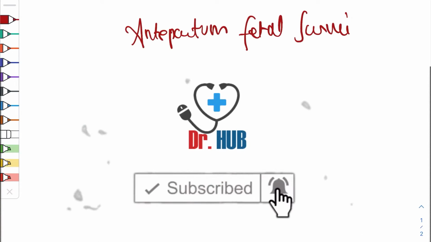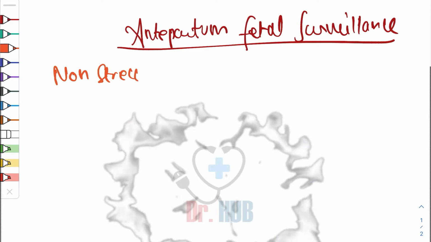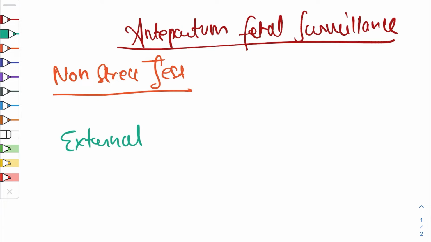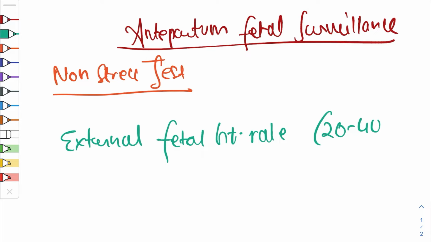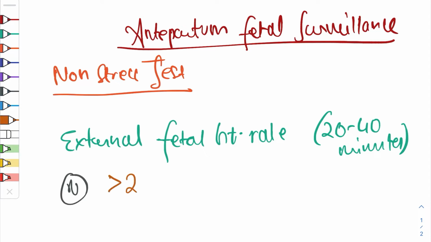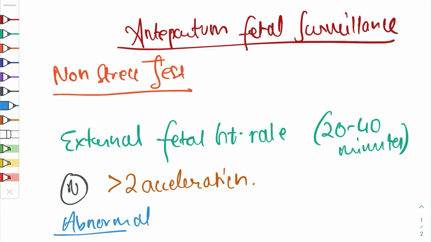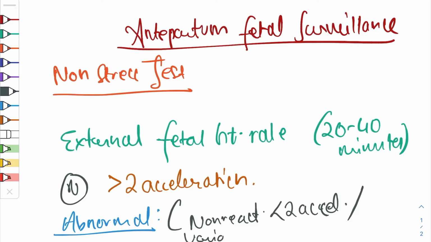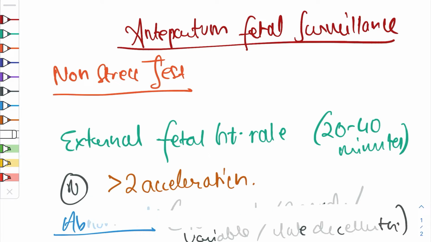Antepartum fetal surveillance. Non-stress test. External fetal heart rate monitoring for 20 to 40 minutes. Normal is greater than 2 accelerations, and abnormal includes non-reactive, less than 2 accelerations, and variable and late decelerations.